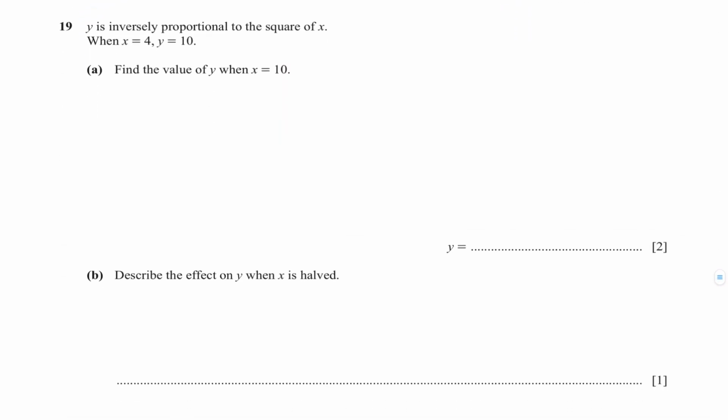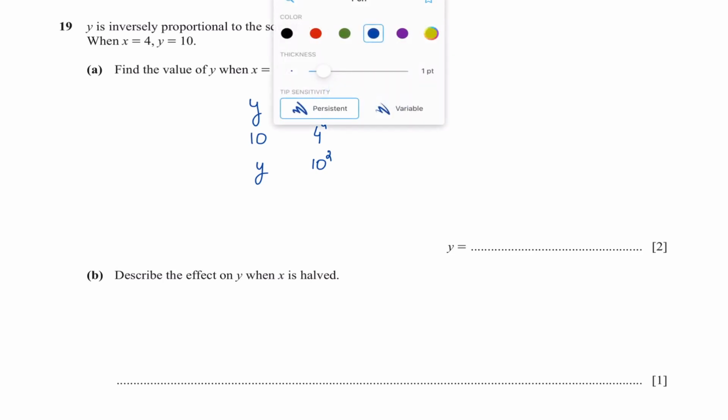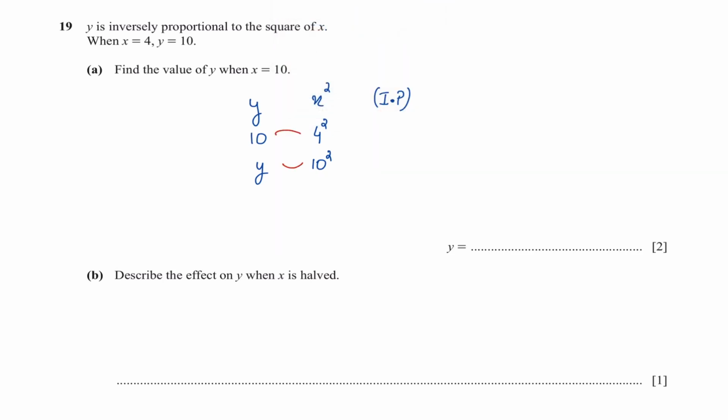Now we have question number 19, which says y is inversely proportional to the square of x. So let's write this down. We have y, and then we have x square, and let's write that they are inversely proportional so that I know I don't have to cross multiply, I have to multiply head to head. So when x is 4, so 4 squared, y is equals to 10. Find the value of y when x is 10, so that means 10 squared.